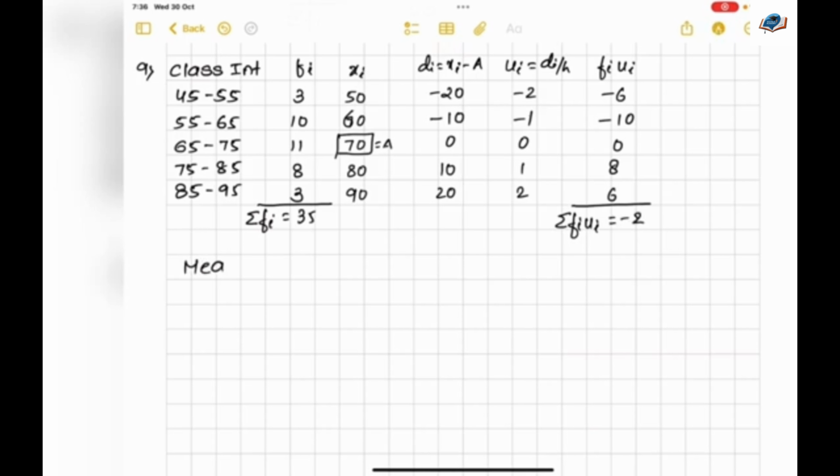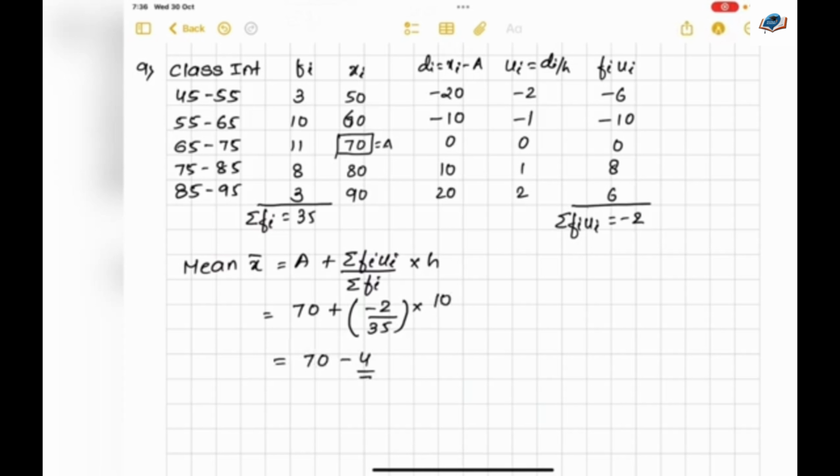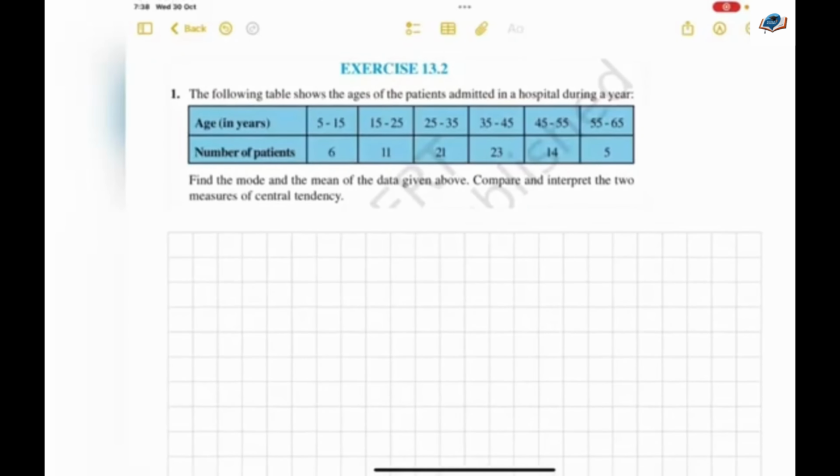So mean x bar equal to A plus sigma fi ui upon sigma fi into h. So A is 70 plus minus 2 upon 35 into 10. So that is coming 70 minus 4 by 7. So that is 70 minus 0.57. So that is coming as finally 69.4 percent.